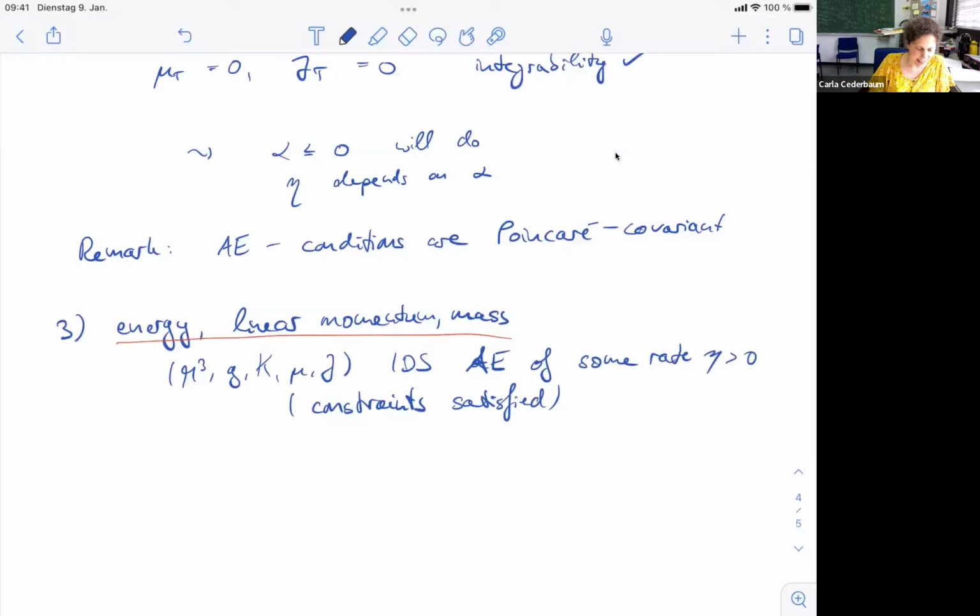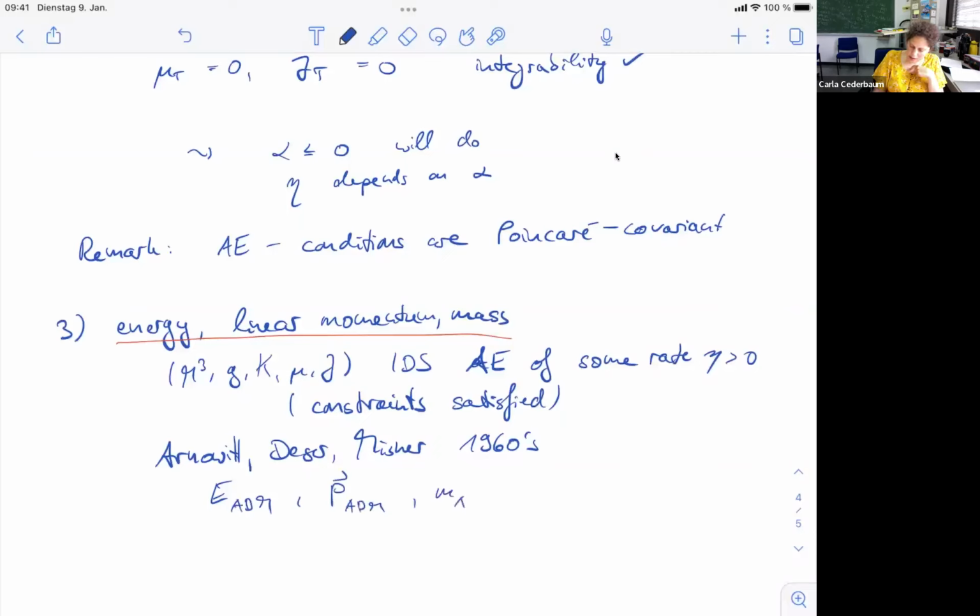Okay, and so these notions were defined by Arnowitt, Deser, and Misner in the 60s. I forget the exact year, unfortunately, and they call the ADM quantities for that reason: Arnowitt, Deser, and Misner, ADM energy, ADM linear momentum, and ADM mass.